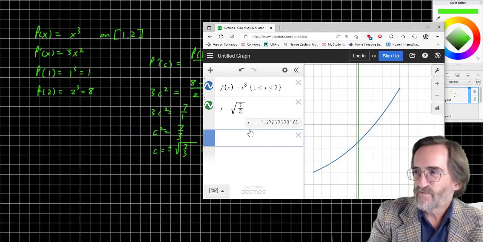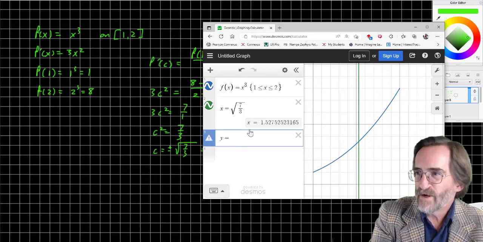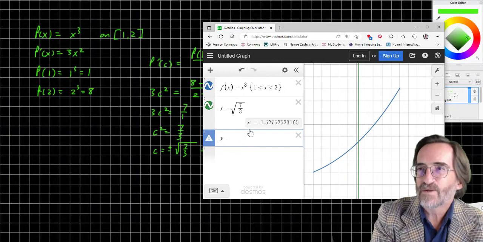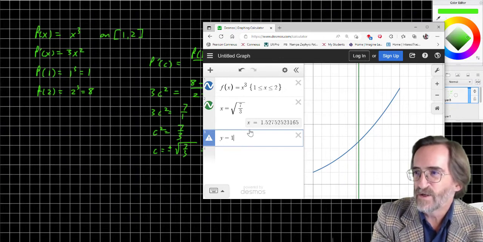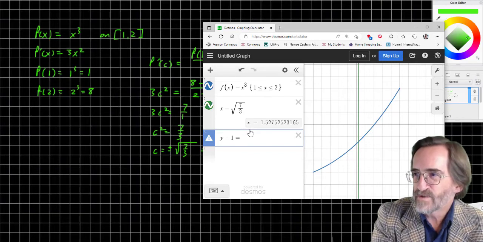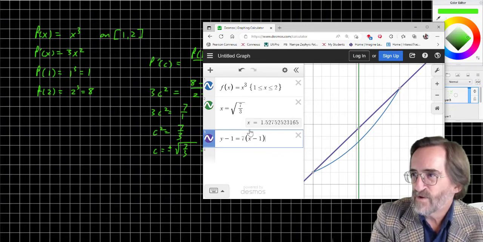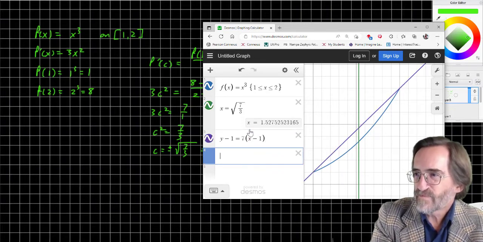Let's graph the secant line. Y minus the y value, so y minus 1 equals the slope. The slope is 7 over 1, so 7, times x minus the x value. There's our secant line.